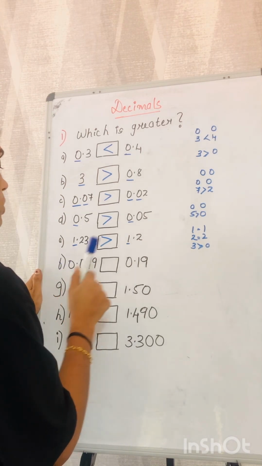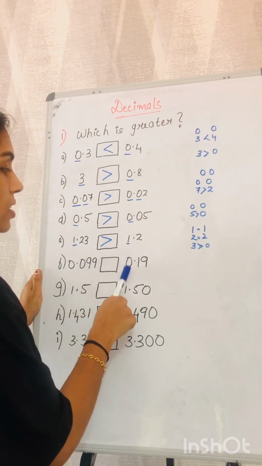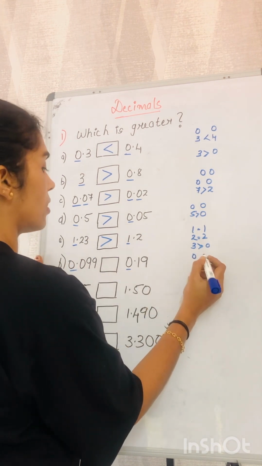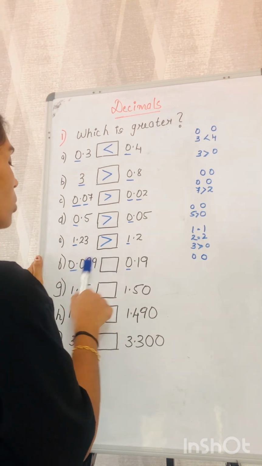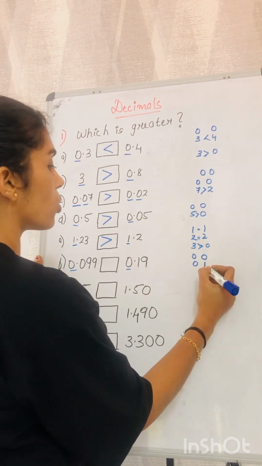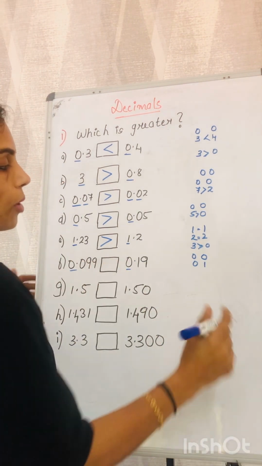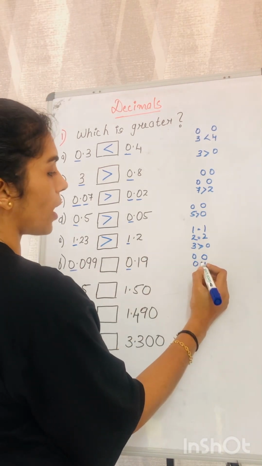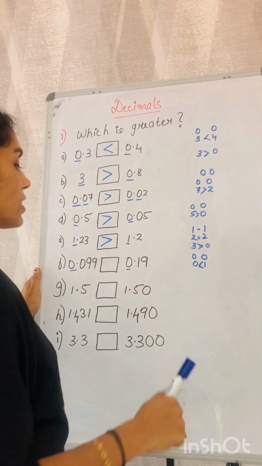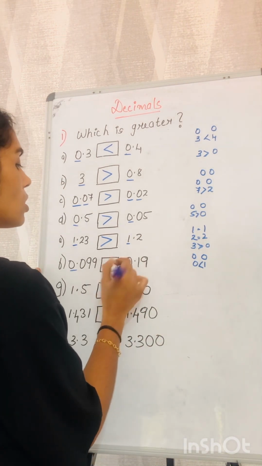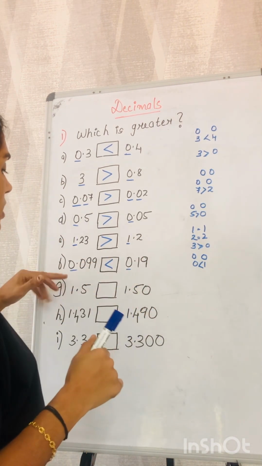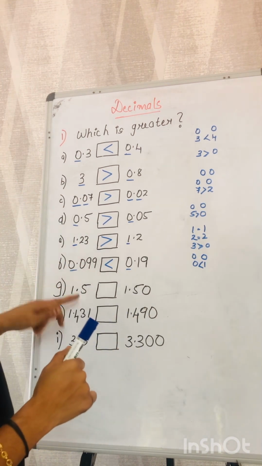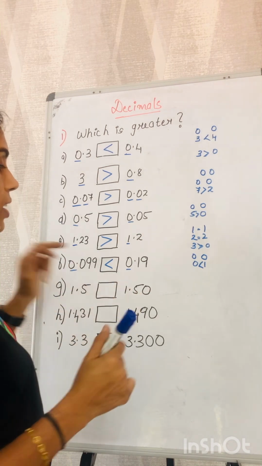Now F, 0.099 and 0.19. Take your whole part, 0, 0 again. The 1/10th part you get 0 and here you get 1. So we have to stop our comparison, right? Even though we have 3 digits here, because in the 1/10th part here 1 is greater. So 0.19 decimal is greater than the 0.099.